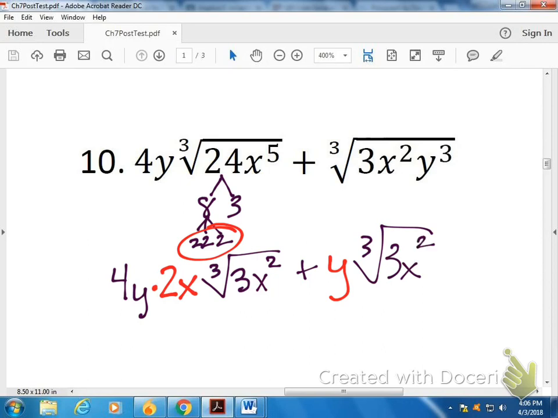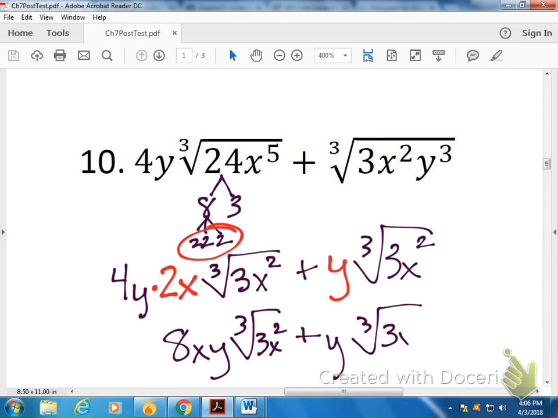So are these like terms? We get 8xy times the third root of 3x squared plus y times the third root of 3x squared. Technically, like terms say you have to have the same exact variables, and this one has an x, this one doesn't. Ergo, this is an appropriate answer. I saw some students take it in a different route, but I'm not going to go through that. This is where I would stop.